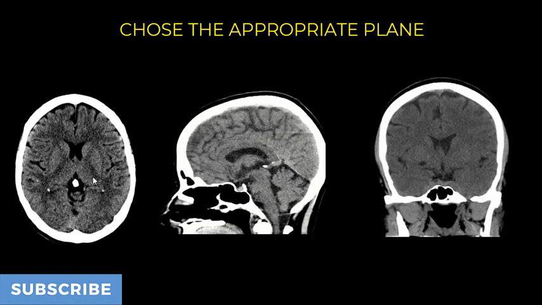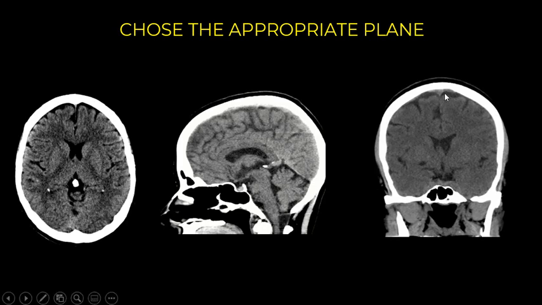For example, we want to check the gray-white matter differentiation, compare structures from side to side. The axial plane gives us the best advantage to do that. If you want to evaluate the midline structures, the sella, the suprasellar structures, the entire corpus callosum, cerebral aqueduct, the fourth ventricle, or the foramen magnum, we will be able to review them to much better advantage on the sagittal plane.